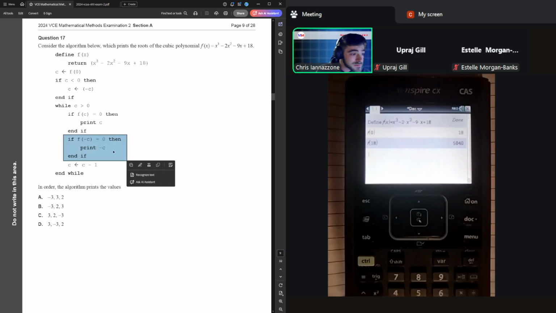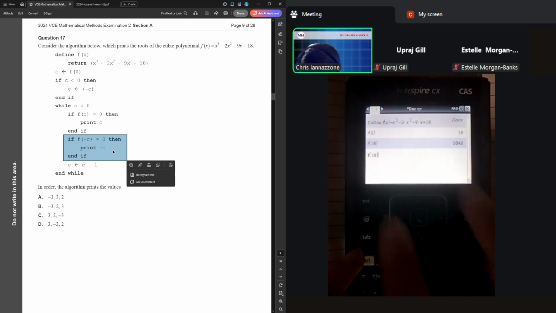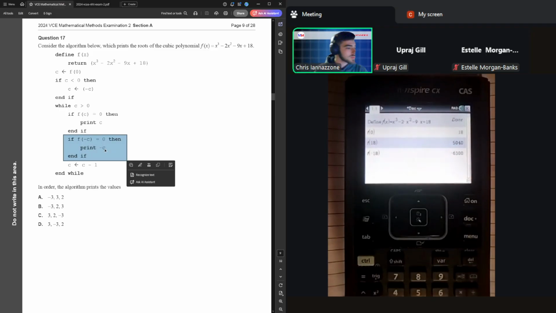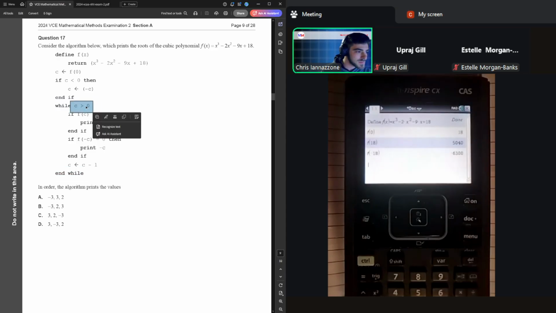Next up, if f of negative c equals 0, print that. Cool. All right, we'll suss that out. Negative 18. That is not 0, so we do not do the print statement. Final thing that happens is that c, the variable, is now going to be replaced with 1 less than what it was previously. So c was 18, now it's going to be 17. End while means we jump back up here. C is still greater than 0 because it's currently 17.